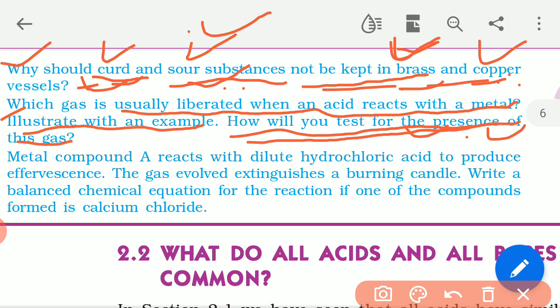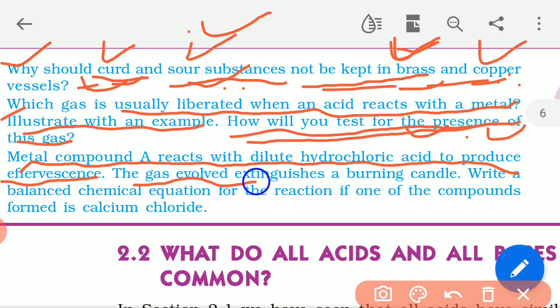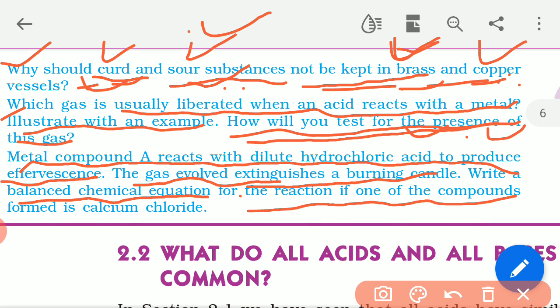Now question number 3: metal compound A reacts with dilute hydrochloric acid and produces effervescence. The gas evolved extinguishes a burning candle. Write a balanced chemical equation for the reaction if one of the compounds formed is calcium chloride. This question is also important; all three questions are most important.